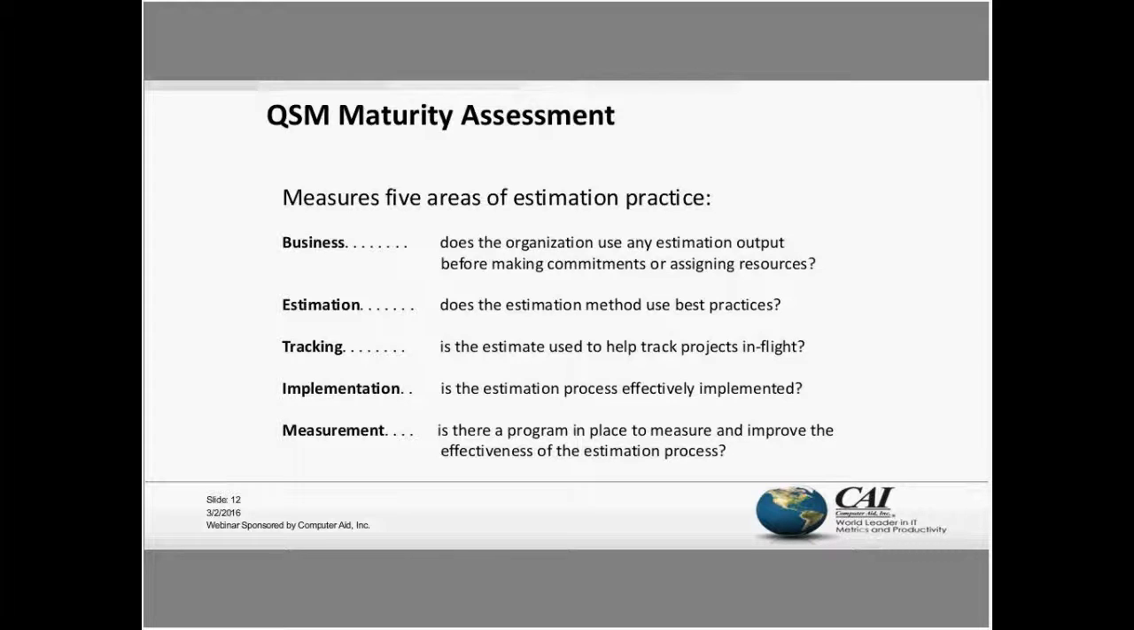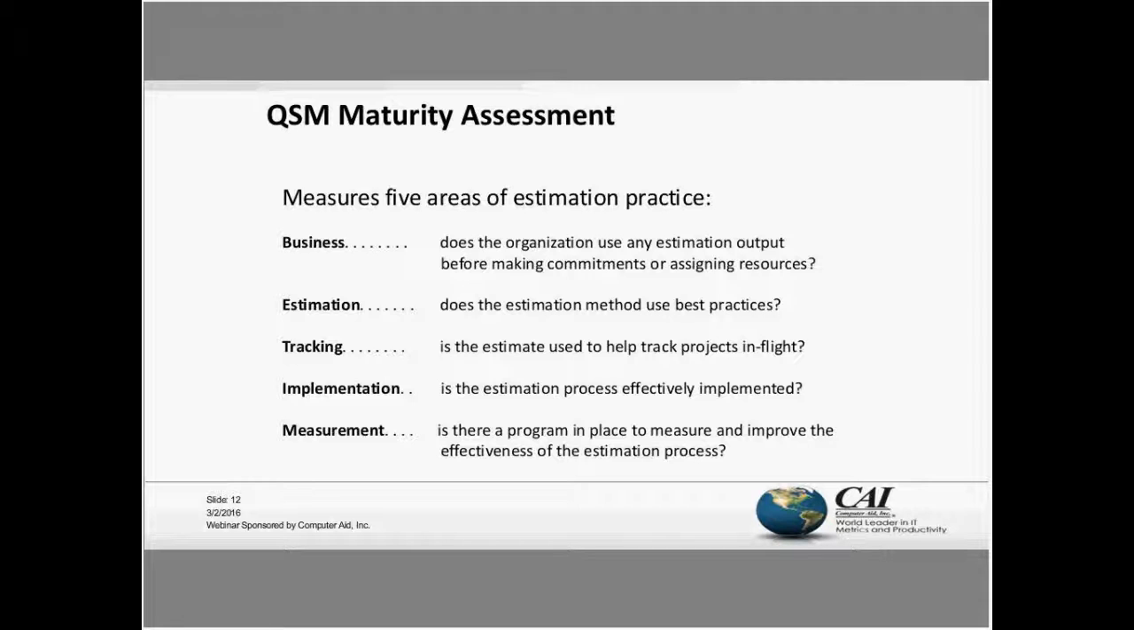Are they using estimation methods that support industry best practices? Once projects are chartered and we're starting to develop the capabilities, are we tracking those projects with a comprehensive set of metrics and using that to assess project health and doing forecast to completion when needed, when things change? And then finally, in the measurement area, is there a program in place to measure and improve the effectiveness of our measurement processes over time so we make them better? So these are the five areas of practice that we look at in that maturity assessment.